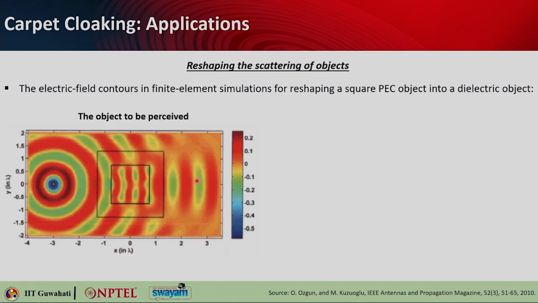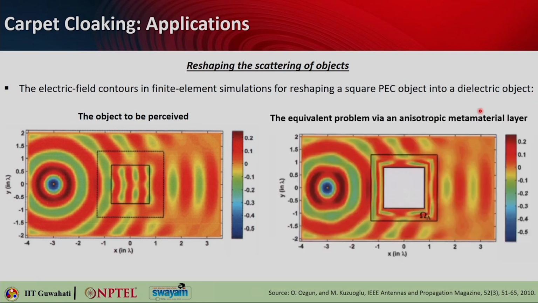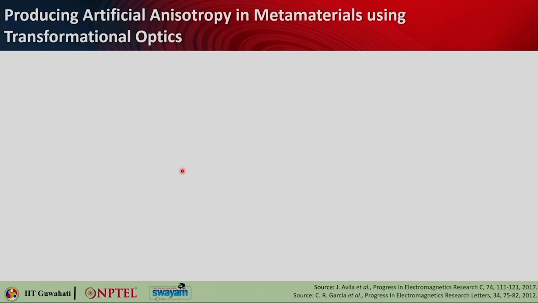The other one can be this one. So, another application is that here the electric field contours in finite element simulation show reshaping of a square perfect electric conductor object into a dielectric object, okay. So, here again, you have used a square PEC object, but that gives you the same look, or you can say the same scattering signature, of a dielectric object. So, this is how you can actually reshape.